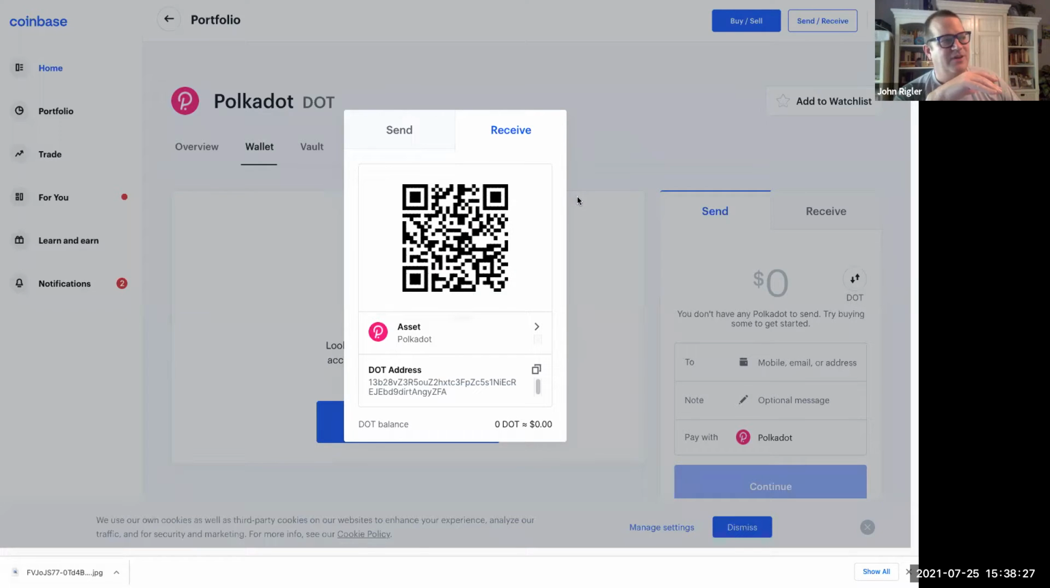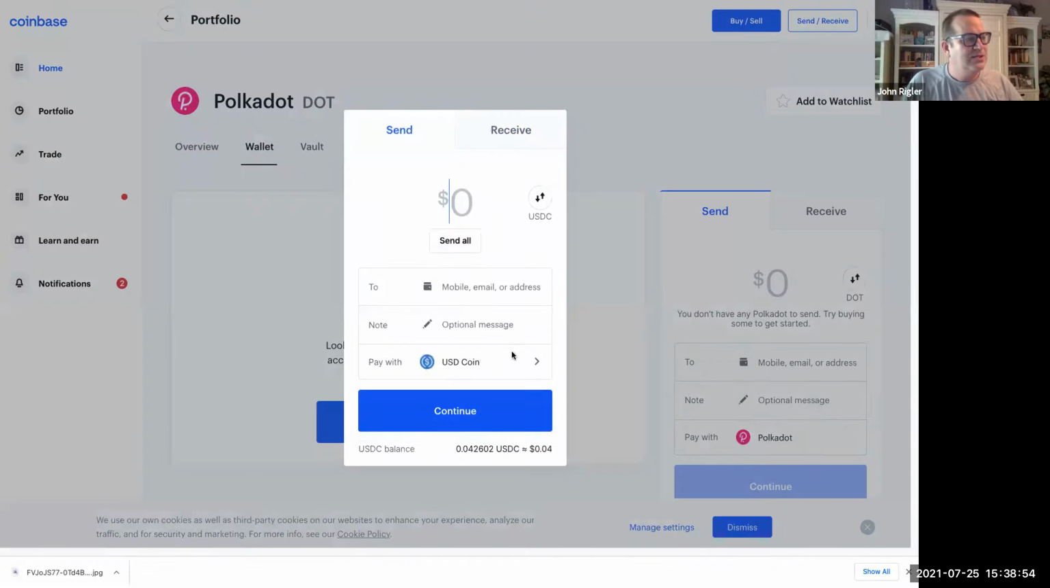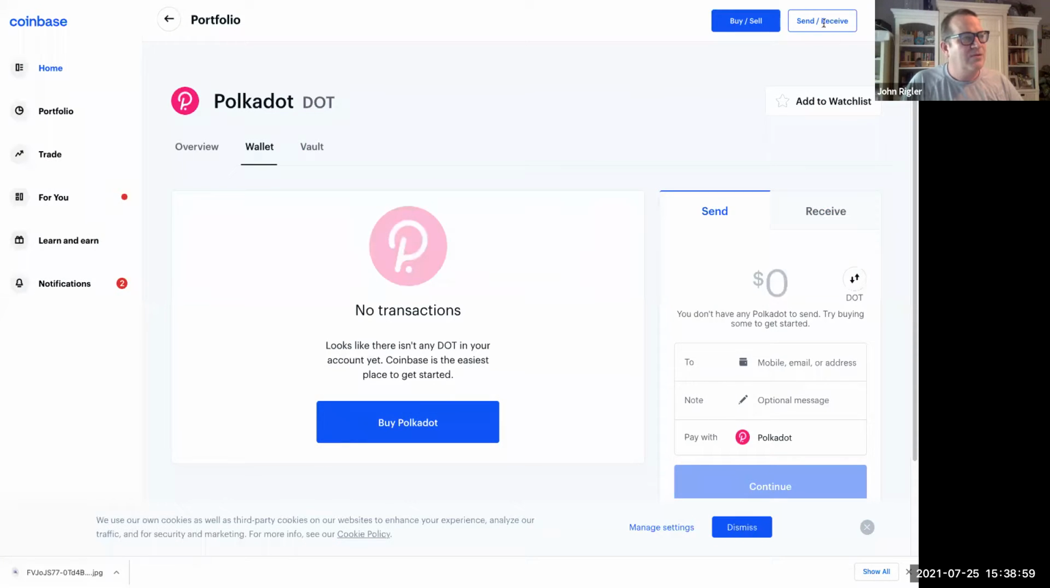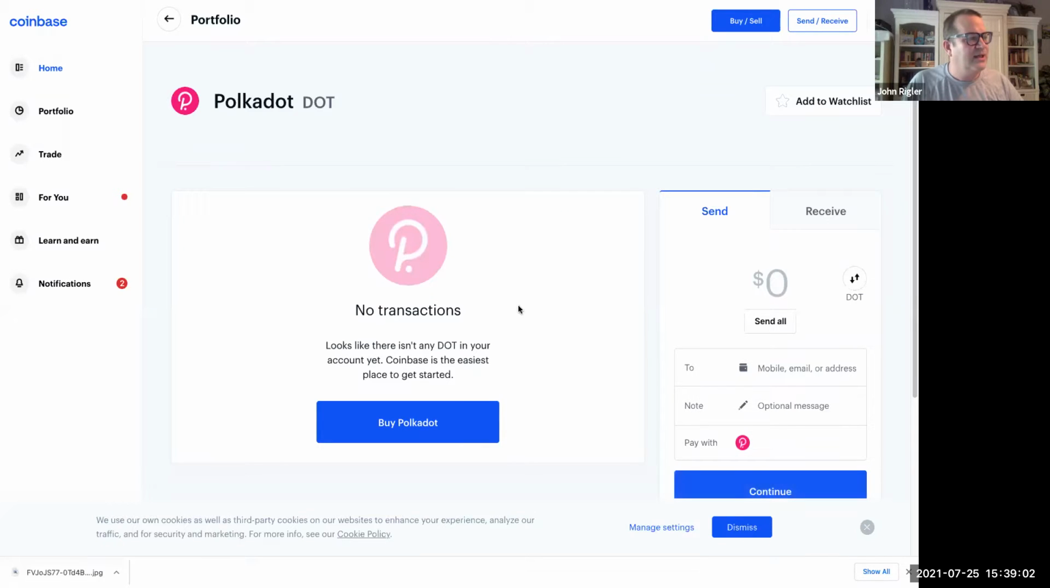And so if any of you had Polkadot, I could just copy it right here, and I could literally paste it into chat, right? And then if you had your Coinbase app, you could click send, and send it to me, right? And that's all there is to it.